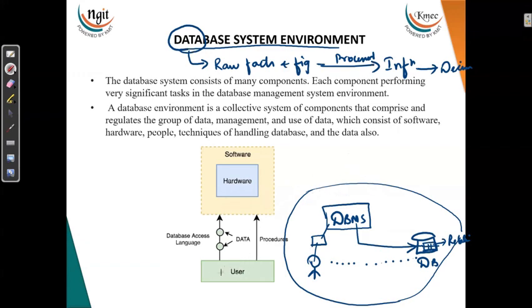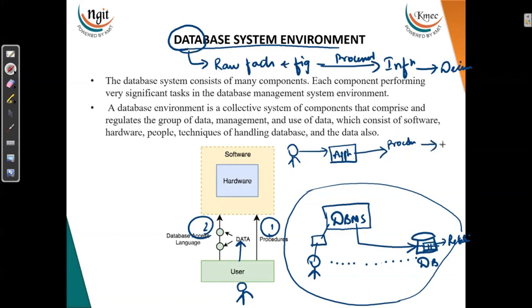Let us look at different perspectives. Users interact with the data through two different techniques. First is using procedures. In this context, the users interact with the application. The applications in the background will initiate the requests and make a call to the procedures. So these are converted into SQL commands, which interact with the database. This is the first mechanism of interaction with the database.